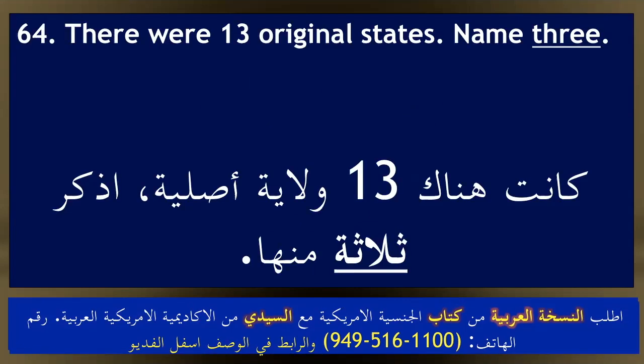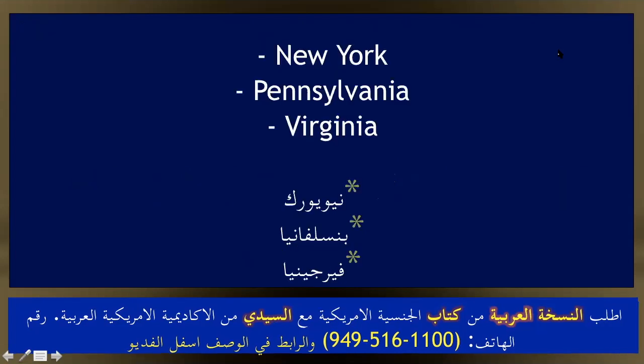Question 64. There were 13 original states. Name 3. New York, Pennsylvania, Virginia.